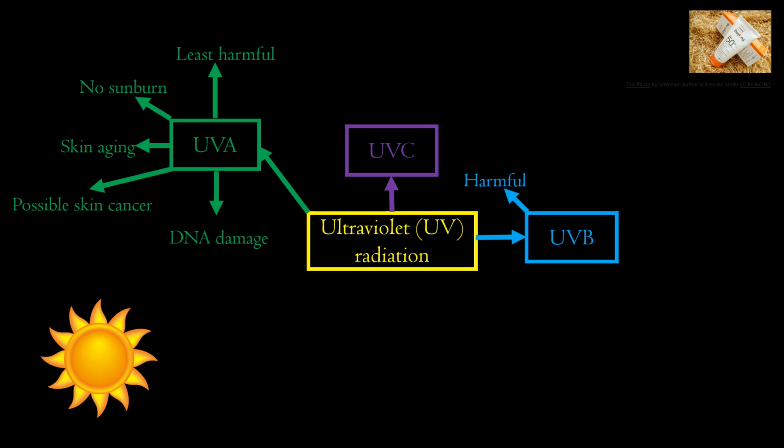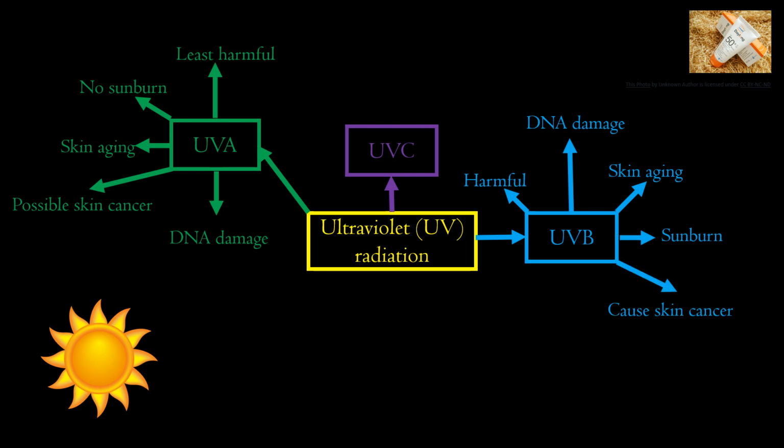UVB are harmful and can cause skin damage, skin aging, and sunburn. UVB can cause skin cancer. As mentioned before, UVB rays are absorbed by the Earth's ozone layer, and only a small percentage are transmitted through the atmosphere.